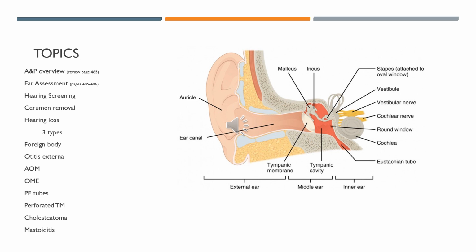Ear assessment is another very important thing. You need to be able to obtain a history and examine the ear. Hearing screenings are important. Cerumen removal and the 3 types of hearing loss. Then we're going to move into more of the disorders: foreign body, otitis externa, otitis media with effusion, perforated TM, a cholesteatoma, mastoiditis, etc.